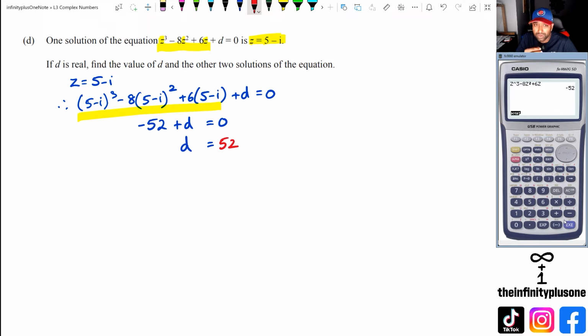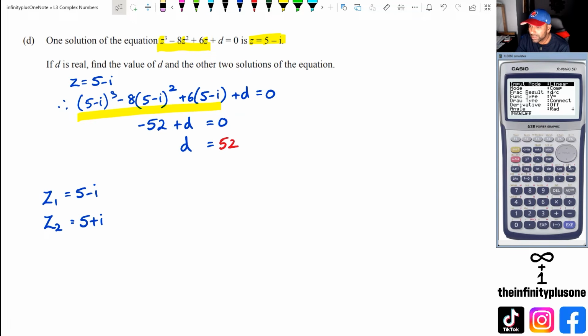Now to try and figure out the other two solutions of the equation, the first solution is given to you, z1, that's the first solution, which is 5 minus i. Now the second solution is always going to be the conjugate of it, which means you're going to get 5 plus i. And here's where, there's a couple of ways of doing this. Some people actually put this straight in the graphics calculator, and it spits out the answers.